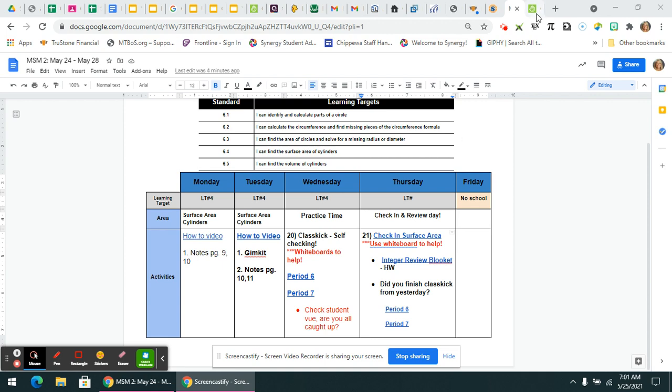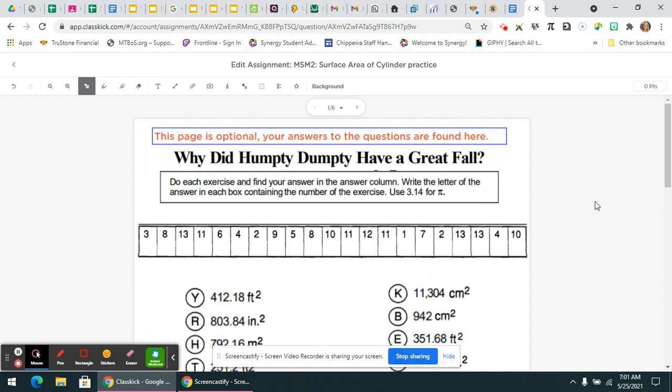Now, once you get into class kick, we're going to go through number 1 together. So this class kick has multiple pages, and as you are completing your work, I'm going to show you how this clue or this riddle actually goes, because it's a nice way to kind of self-check. The question here says, why did Humpty Dumpty have a great fall? This page is really optional.